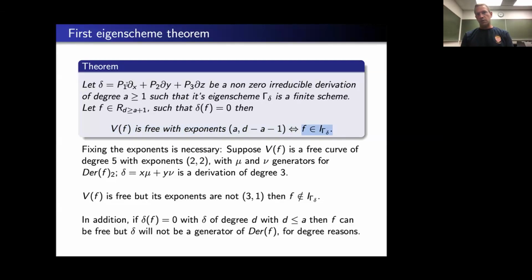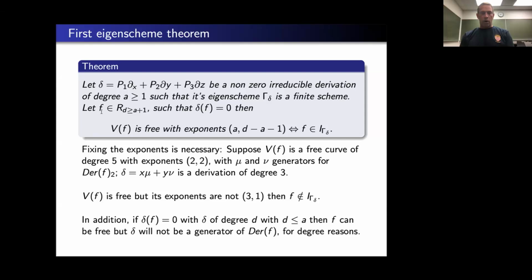So what's the theorem? Suppose that we have a derivation. And when we say the degree is A, that means the degree of these polynomials is A. And this derivation has an eigenscheme because I have these 3 polynomials, P1, P2, P3, and we're going to suppose that the eigenscheme is finite.